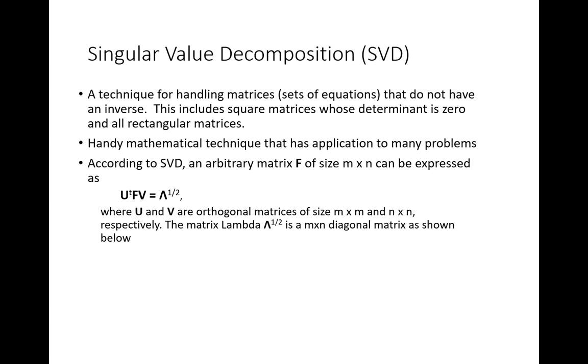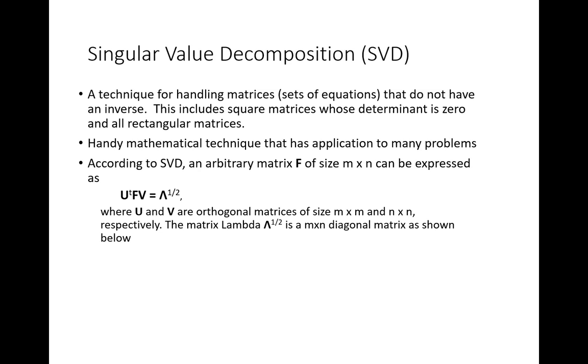What does SVD say? According to singular value decomposition, you can take any arbitrary matrix F, and let us say this matrix is of size m by n, where m is the number of rows and n is the number of columns. Then this arbitrary rectangular matrix F can be decomposed or expressed as matrix U transpose, matrix F, matrix V equal to lambda matrix, lambda to the power 1 by 2.